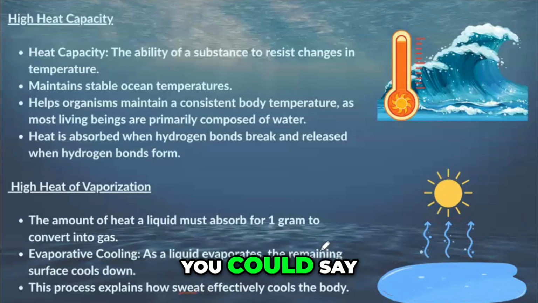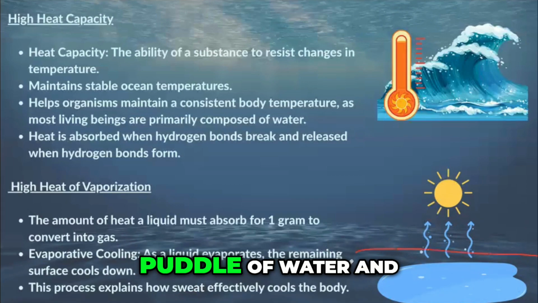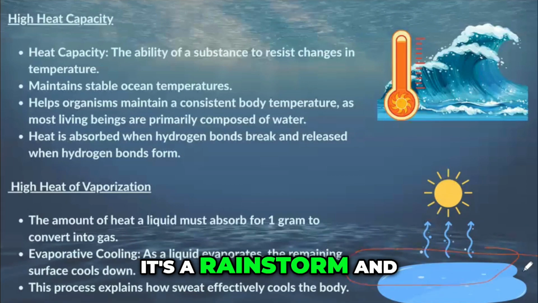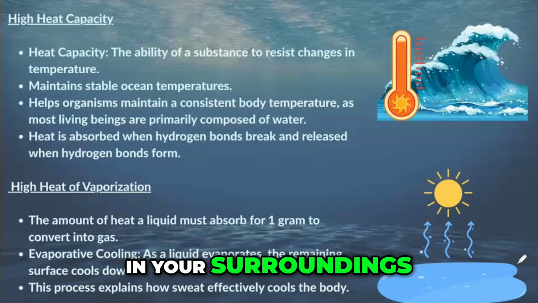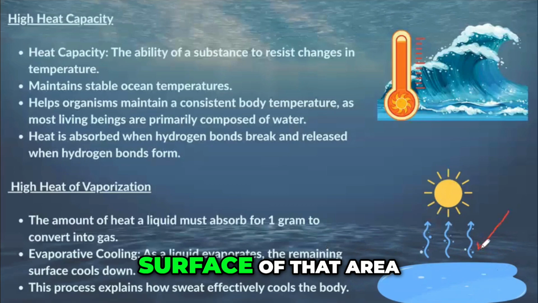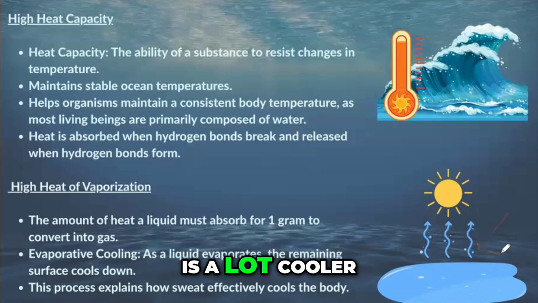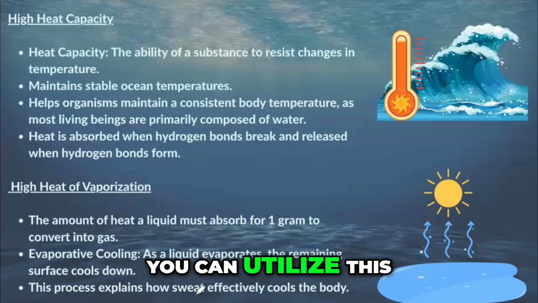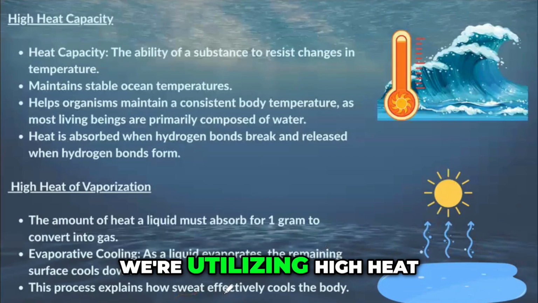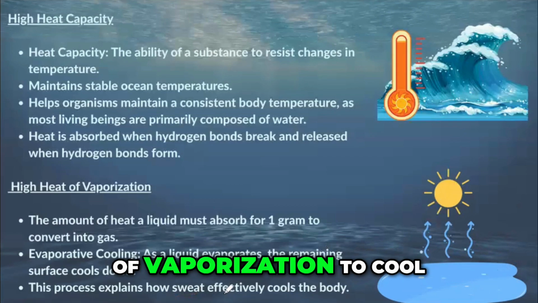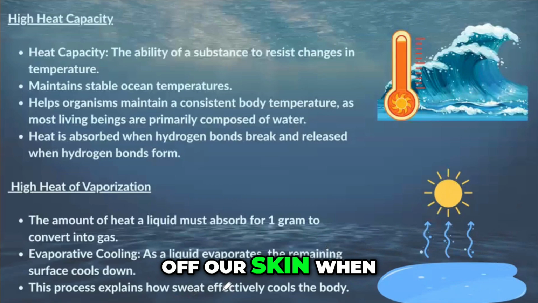So you could say, for example, if you have a puddle of water after a rainstorm and you step near that puddle, you'll notice that you feel a lot cooler in your surroundings. And that's because the surface of that area is a lot cooler. In the same way, you can think about sweating. When we sweat, we're utilizing high heat of vaporization to cool off our skin when we are sweating on a hot day.